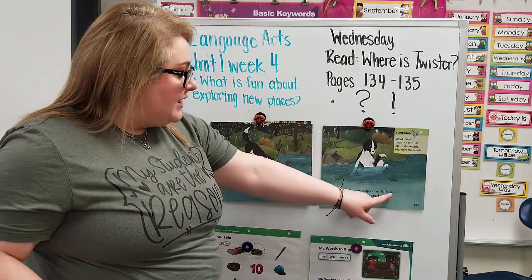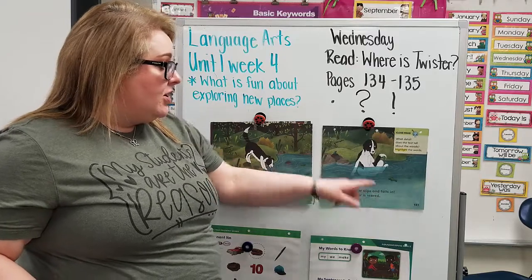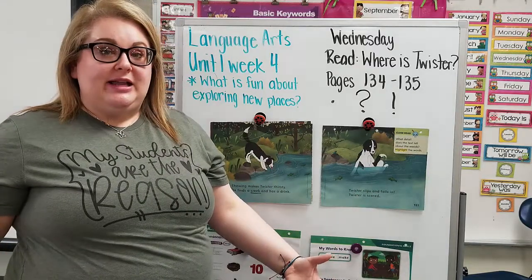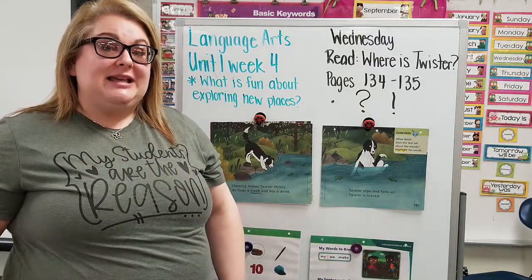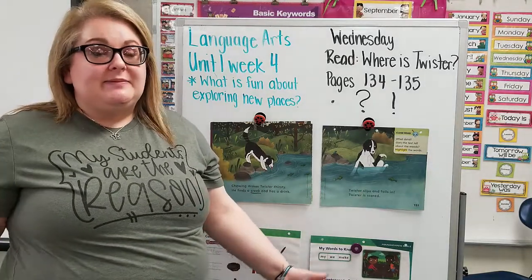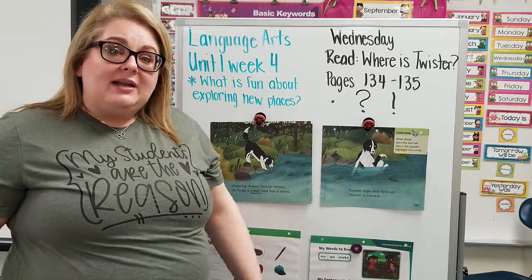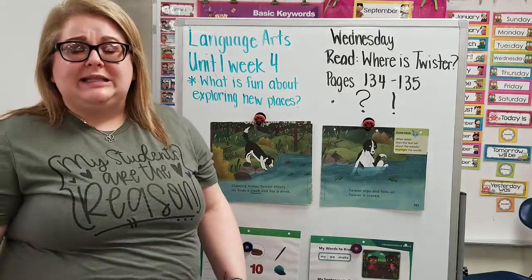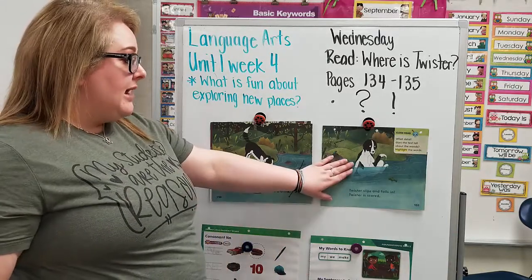Twister slips and falls in. Twister is scared. So how is Twister feeling? What is he feeling like? He's scared, right? He's nervous because he didn't mean to fall in. He probably just slipped and fell, and now he's all wet, and he's probably uncomfortable and scared, right? So he's not too happy.